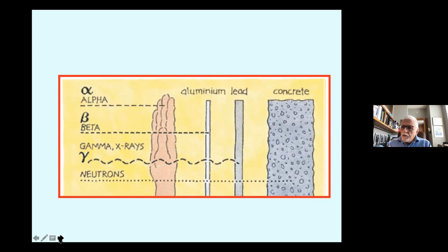Gamma rays do go through aluminum. They go through some lead, and they'll go through some concrete. And then neutrons, which are non-radioactive, go a long way. So alpha and beta are particles. Gamma rays are a photon.